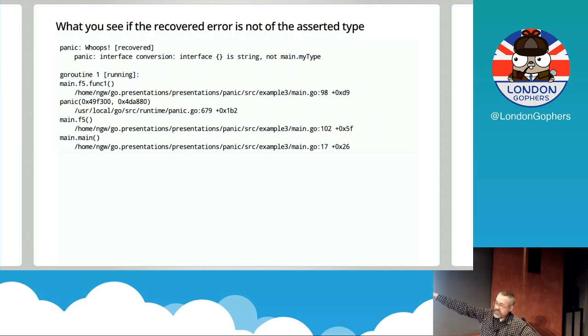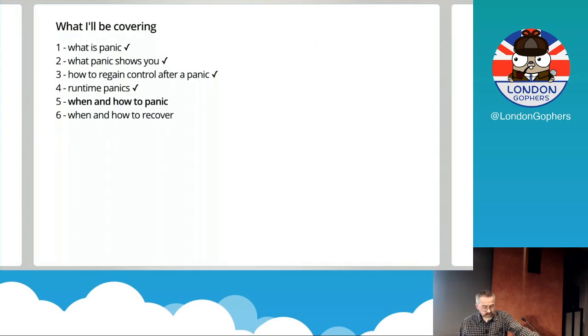We don't normally see that, but that appears because there's more code going on. So it's called the closure function that we had in there that was asserting the type of the panic, and then that panics at line 98, which is wherever. Okay. So that's a description of runtime panics.